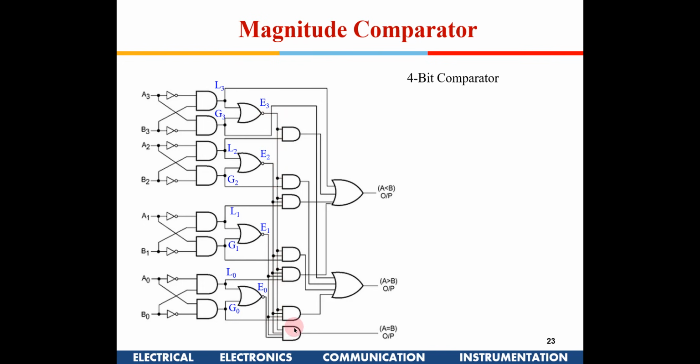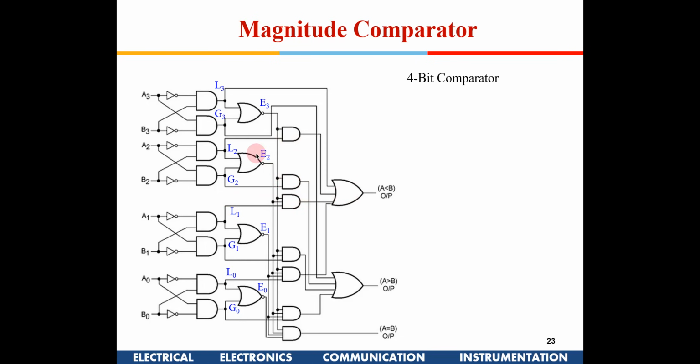Now you take all the equal signals out here, and put an AND here, so you will get the A equal to B output available here, right? And then you take this greater signal and this equal signal and put an AND, and you take this L signal, put an AND, and put an OR gate. Similarly, you take this E1 and this L1 and put an AND out here, right?